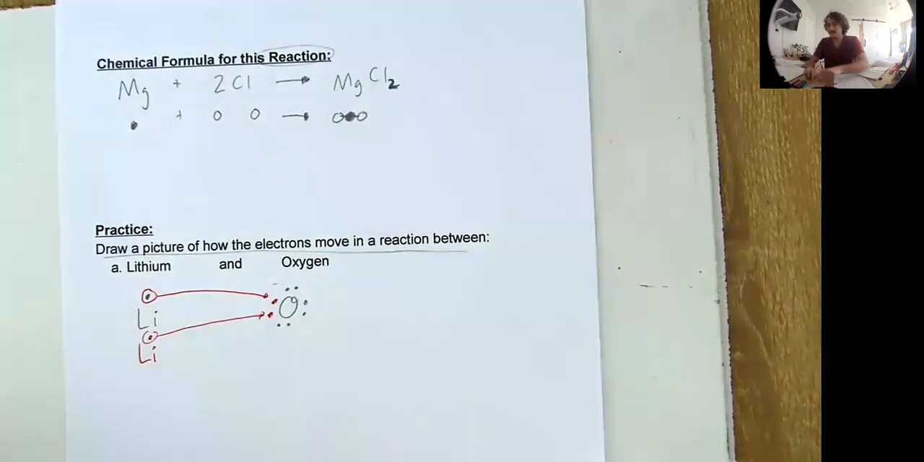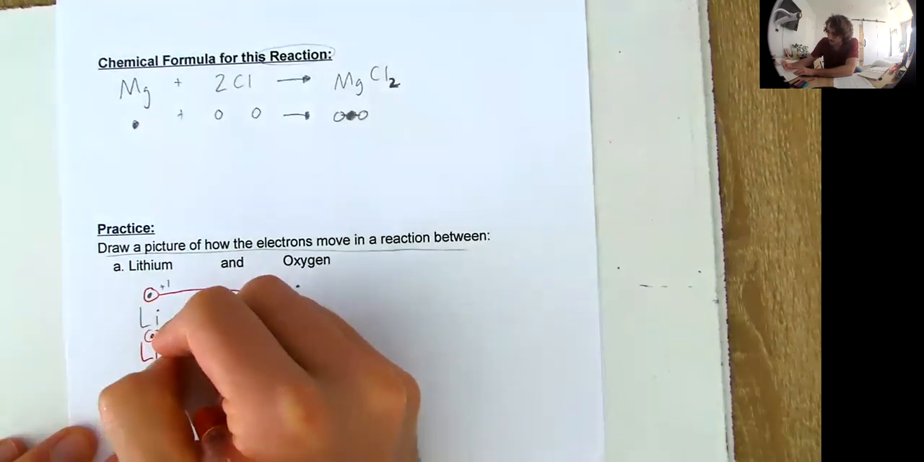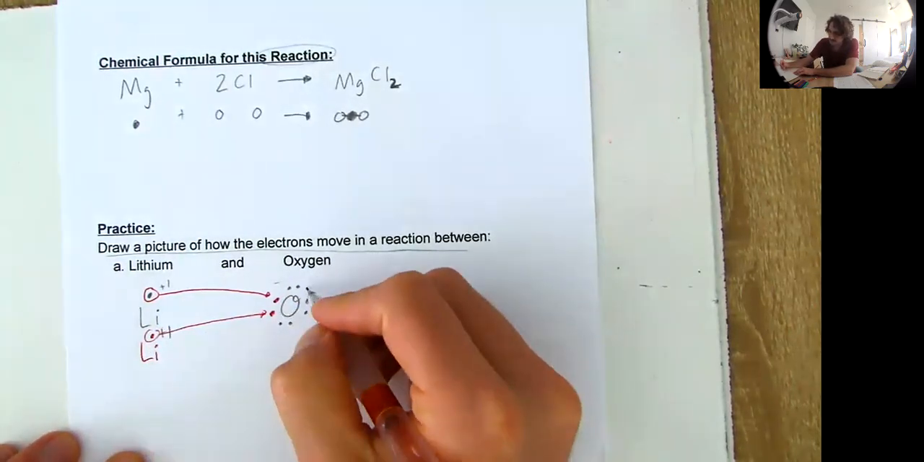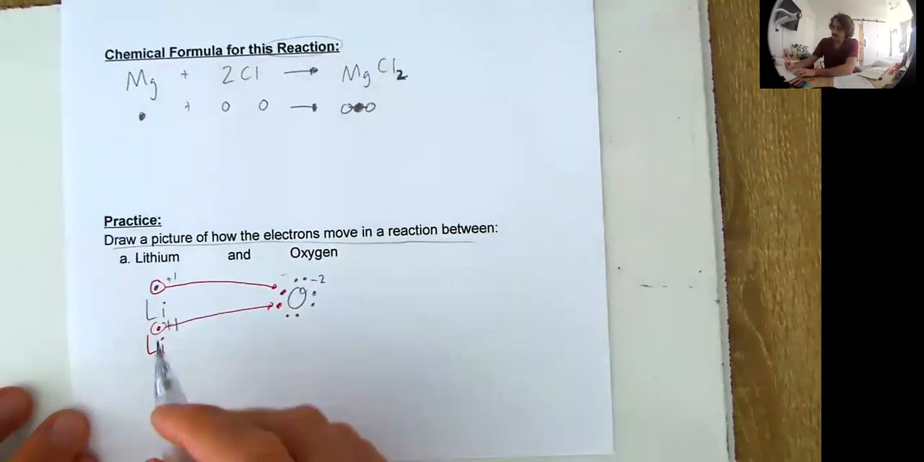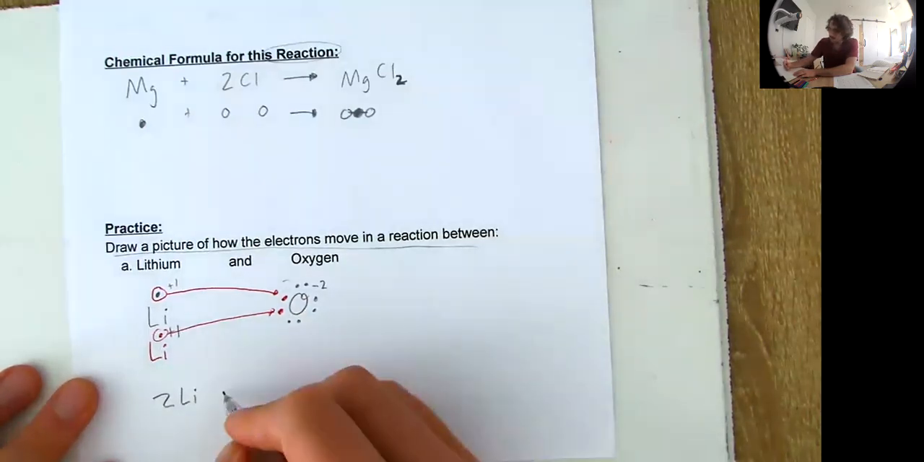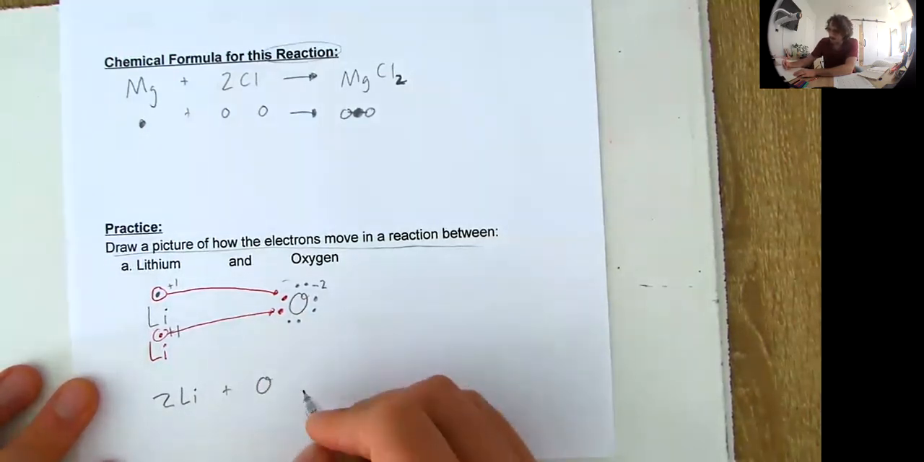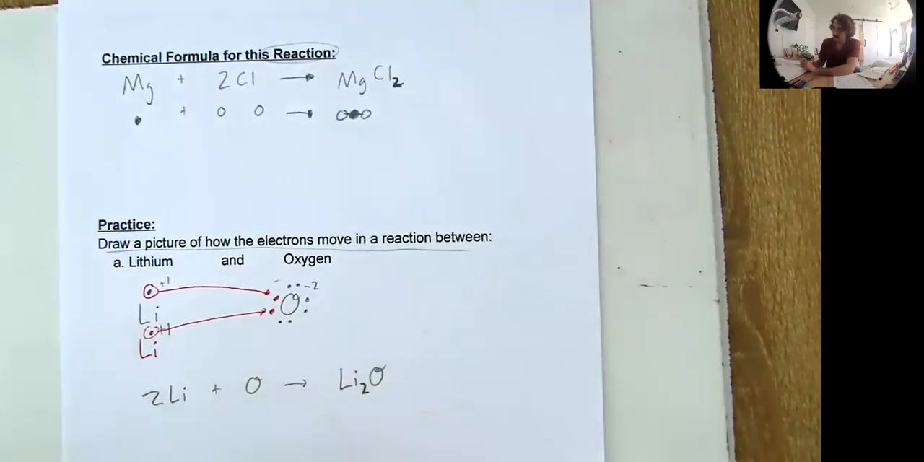Okay, and once lithium gives its valence electron, it has a positive 1 charge. And once oxygen gains 2 electrons, it has a negative 2 charge. So how do we write this in a chemical formula? Well, it's going to look like this. 2 lithiums reacting with 1 oxygen will produce lithium with a little 2 right there, oxide. All right, this is the correct chemical reaction for the formation of the ionic compound lithium oxide.